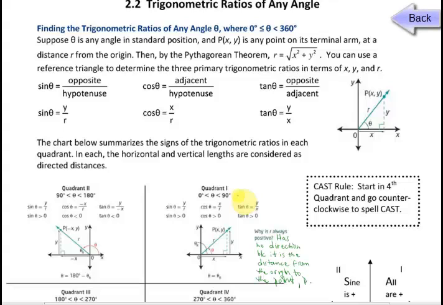Okay, so we're going to start section 2.2, trigonometric ratios of any angle. We are going to find our trig ratios of any angle between 0 and 360, including 0 and not including 360. Consider that theta is any angle in standard position, and P, with coordinates of x and y, is any point on its terminal arm at a distance r from the origin.